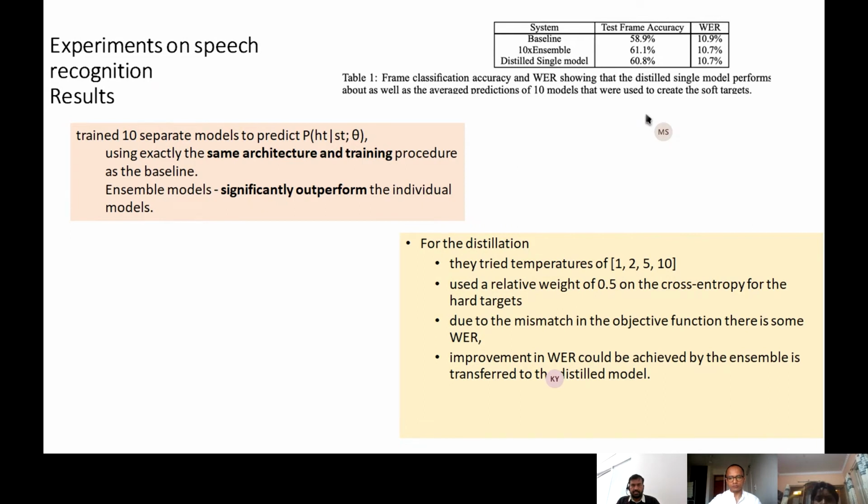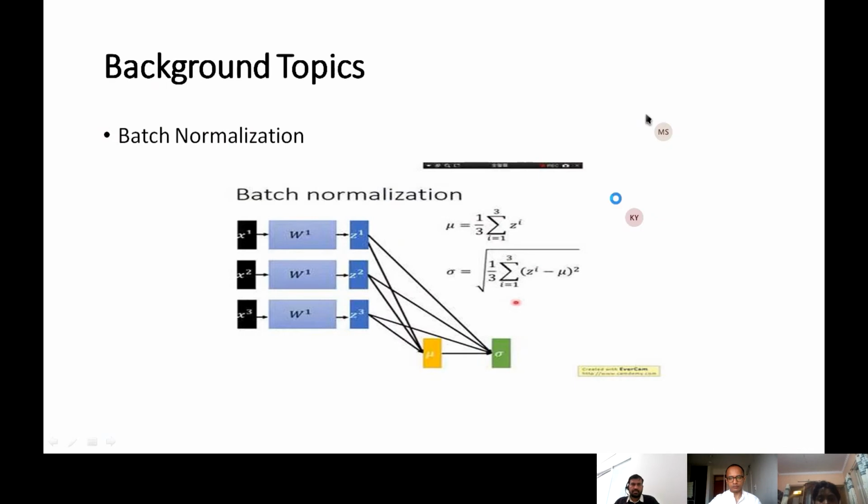So now let's talk about another data set. I'm not able to move. Okay.